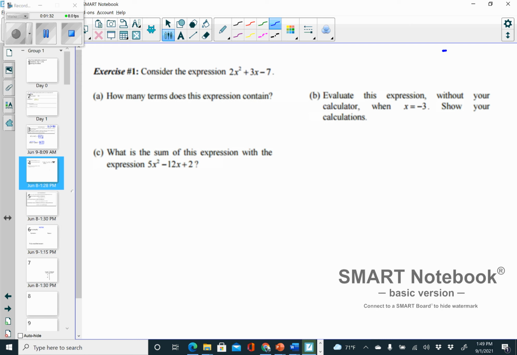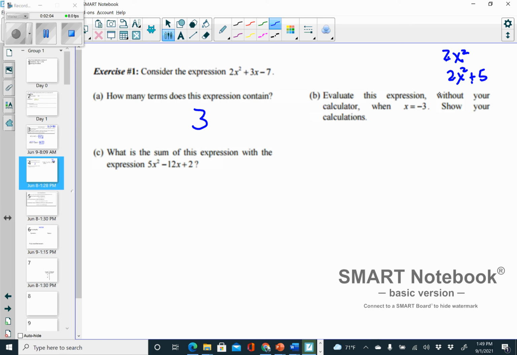If you just have 2x squared, that is a monomial because it is one term. If you have 2x squared plus 5, those are two different terms, so that is a binomial. And a trinomial is something like this, 2x squared plus 3x minus 7. That is a trinomial. How many terms does this expression contain? They are all three different terms, so there are 3 terms here.